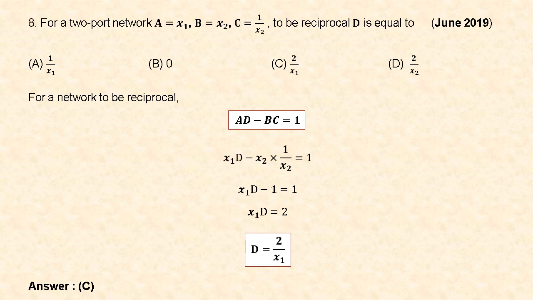We know that for a network to be reciprocal, AD minus BC is equal to 1. So substituting for A, we have x1 into D minus x2 into 1 by x2, substituting for B and C, is equal to 1. That is, x1 into D minus 1 is equal to 1. x1 into D is equal to 2. So D is equal to 2 by x1. That is, option C is correct.